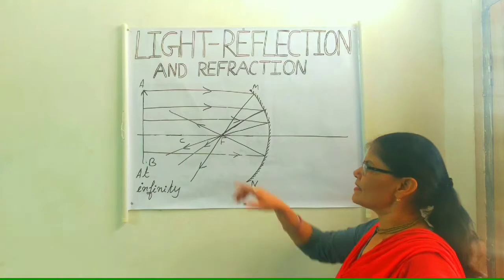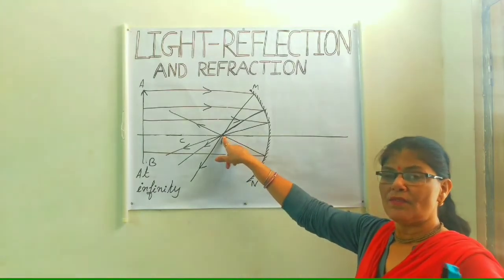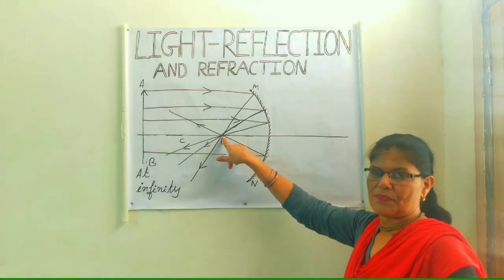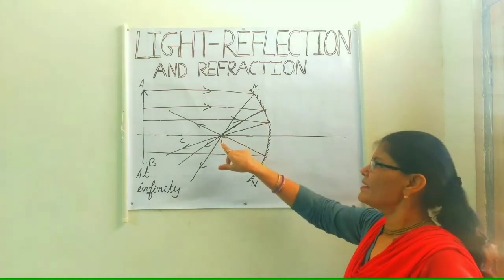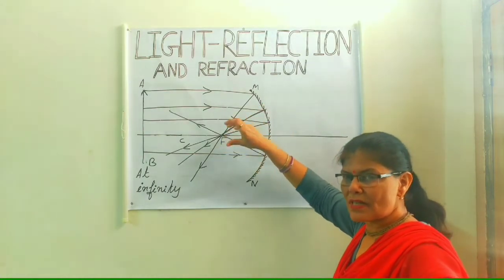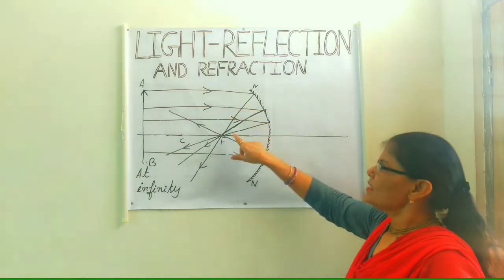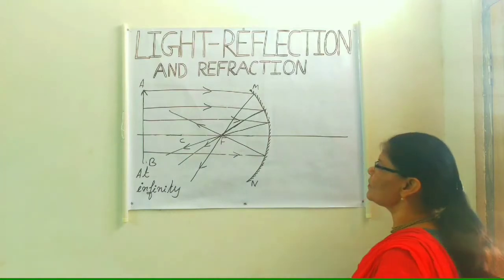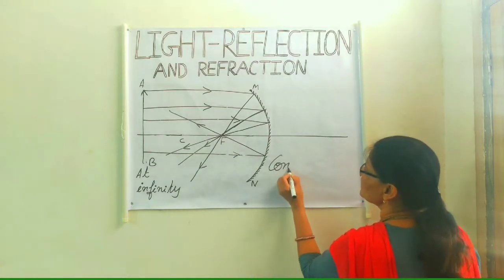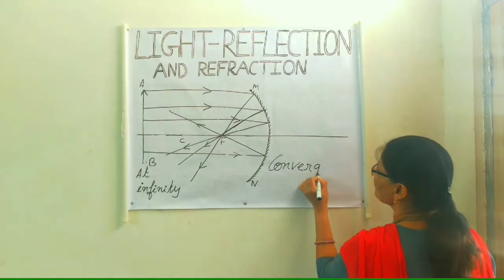That's why we have seen that fumes come out from that point, and later on it starts burning. The sunlight gets concentrated at a point. It gets converged, all the rays get converged. So the concave mirror is called a converging mirror.